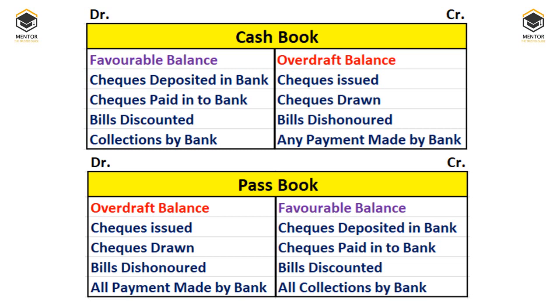Whereas this will be a mirror image kind of a thing in the passbook, right? So passbook debit balance means overdraft balance, and passbook credit balance means favorable balance. It means that our money lies in the bank. So therefore, it will be written on the passbook credit side.